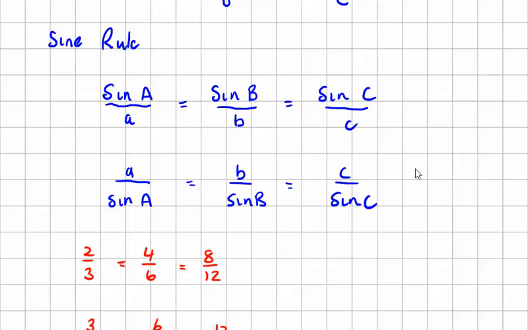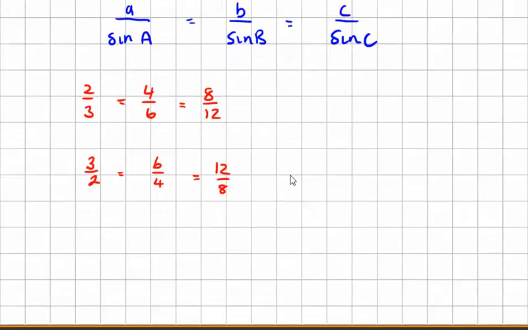You don't have to swap it around. It just eliminates a step of rearrangement and solving. That's all. It's easier and nicer to have the unknown value as the numerator of a fraction rather than as the denominator. That's all it is. Okay. So now that is sine rule. There's nothing more to it. Now we've just got to figure out how to use it.